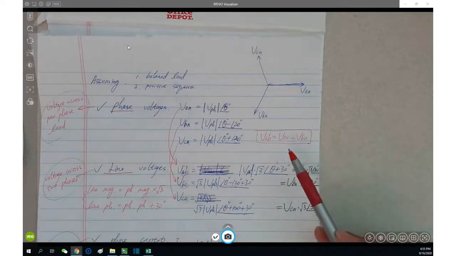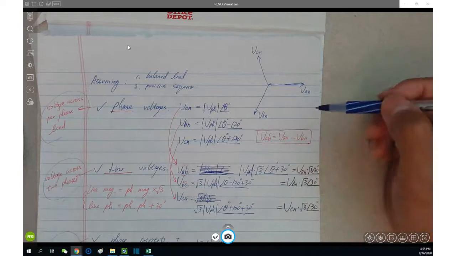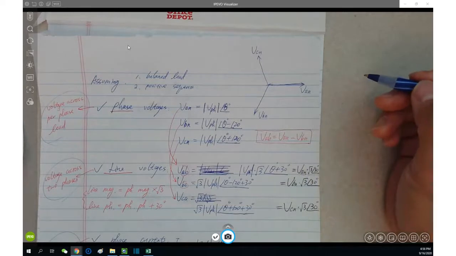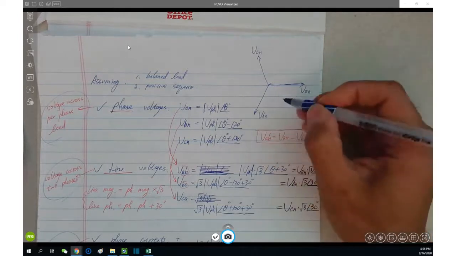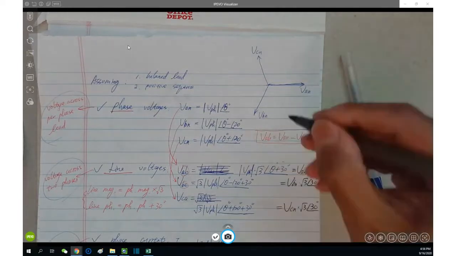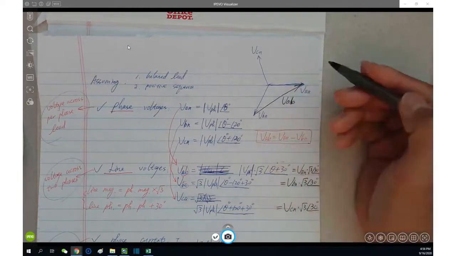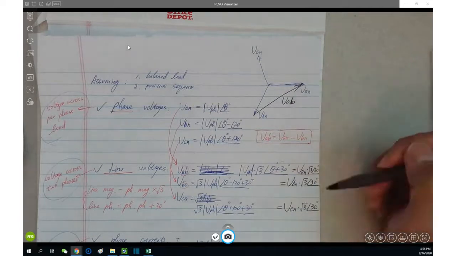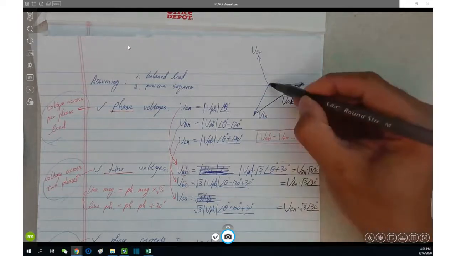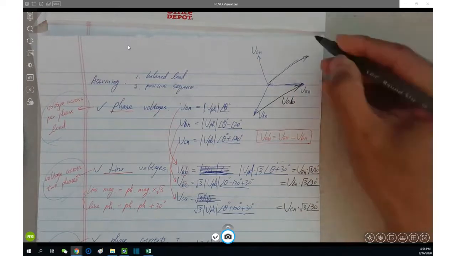And if this is okay, then in terms of the vector here, the graph, how to plot a vector representing VAN minus VBN? How do we do that? Beginning from the end of VBN, towards the end of VAN, this is VAB. Does it make sense? In other words, this is VAN minus VBN. And this guy, if you parallel move it to here, VAB.